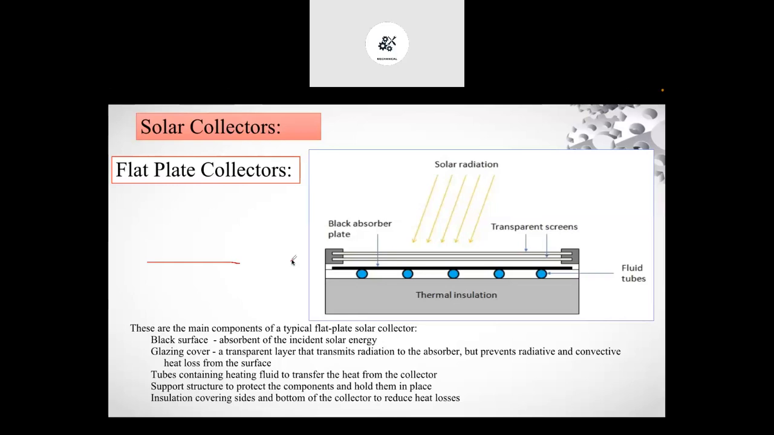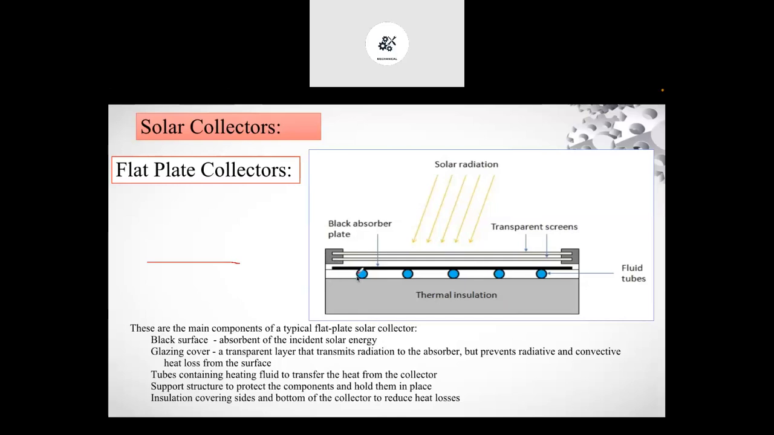Particularly, that heated air is used to dry out the grains. These flat plate collectors are widely used particularly for water heating purposes. Now, this particular technology is an old one. Nowadays we are using the evacuated tube type of collectors, which we are also going to see. So first of all, for the flat plate collector, you will see the construction.